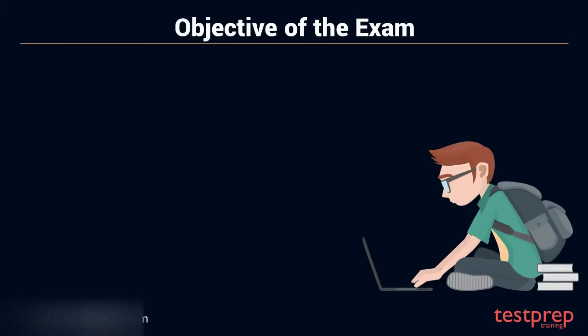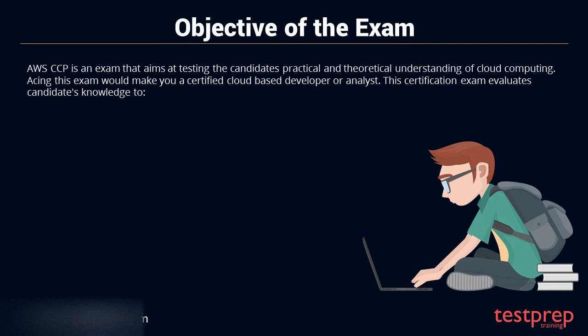Objectives of the exam. AWS CCP is an exam that aims at testing the candidate's practical and theoretical understanding of cloud computing. Acing this exam would make you a certified cloud-based developer or analyst. This certification exam evaluates candidates' knowledge to 1. Explain the chief characteristics of operating and deploying in the AWS cloud.